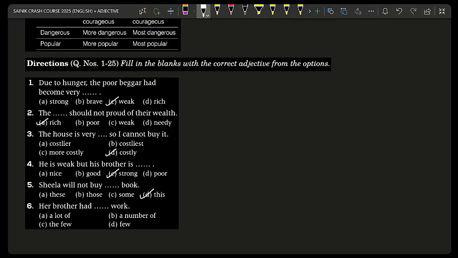What about the sixth one? Her brother had dash work. Yes. A lot of work, a number of work, the few work, few work. Her brother had a lot of work. Yes, a lot of work. That is option A. Very good, Shana. You gave all correct answers. You can mute yourself now.